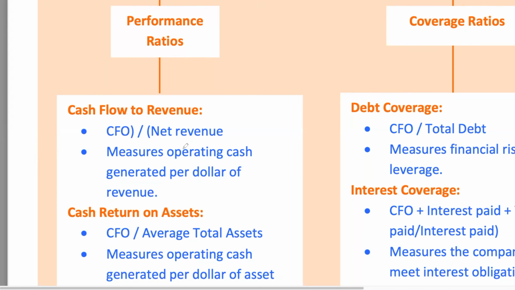One important ratio is the cash flow to revenue ratio. This tells you how much cash a company generates for every dollar of revenue. For a company like Costco, which is known for its efficiency, you'd expect a high cash flow to revenue ratio. This shows that the company is doing a great job of converting sales into cash.